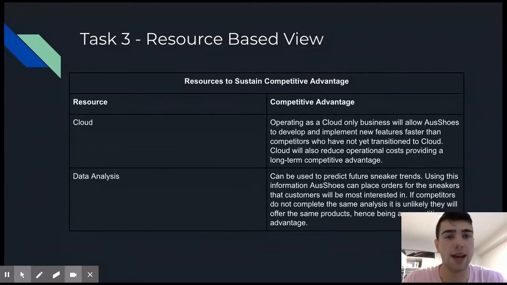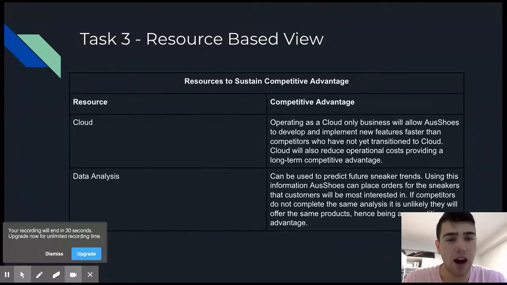Resources to sustain a competitive advantage. First of all, cloud. Operating as a cloud-only business will allow Oz Shoes to develop and implement new features far faster than competitors who have not yet transitioned to cloud. Additionally, competitors who have not yet transitioned will take a significant amount of time and financial resources for that to occur. Cloud will also reduce operational costs, providing a long-term competitive advantage.